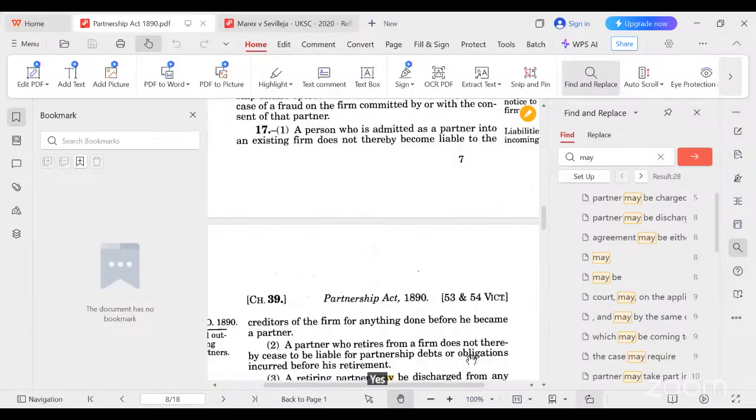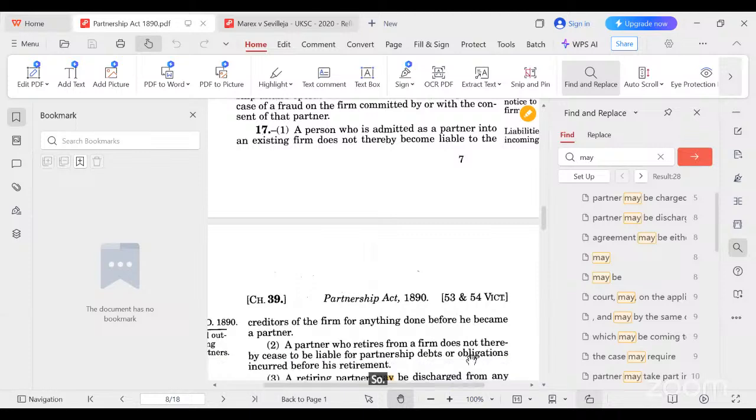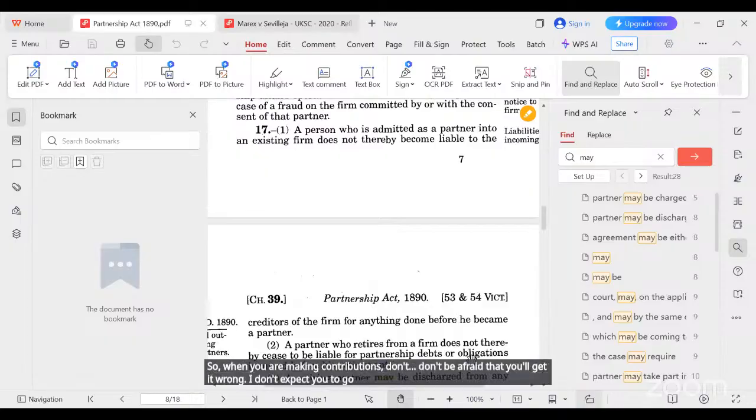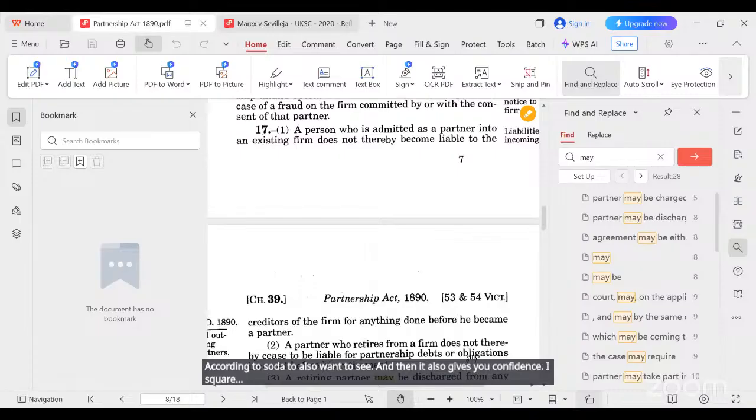Yes, and I want you people to please be talking. Don't keep quiet. I had a class yesterday, fantastic. People were contributing, and I was quite impressed. So when you are making a contribution, don't be afraid that you get it wrong. I don't expect you to get anything much right. But if you do, that is fantastic because you have experiences, you are out there. The fact that you're able to say something encourages others to also want to say, and it also gives you confidence. But keeping quiet all through doesn't really help. I know what I'm saying.